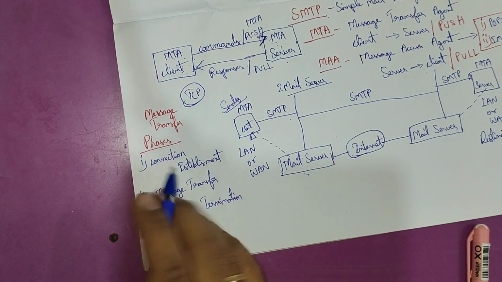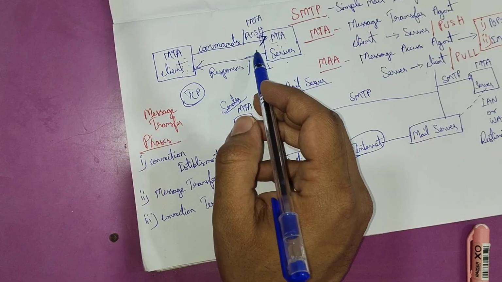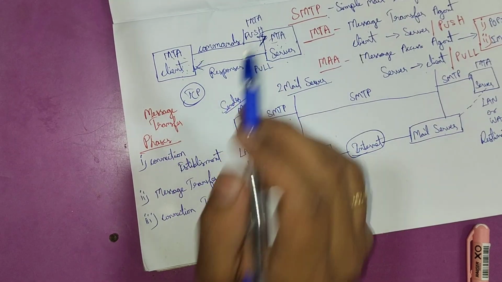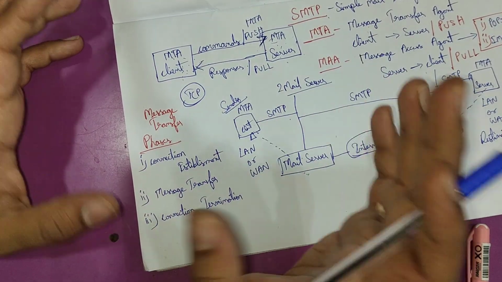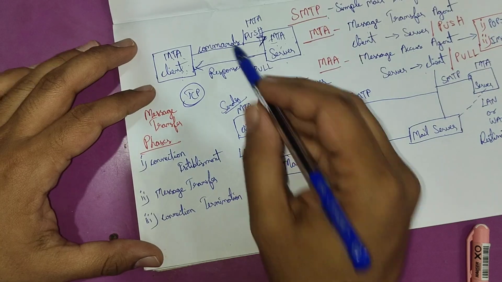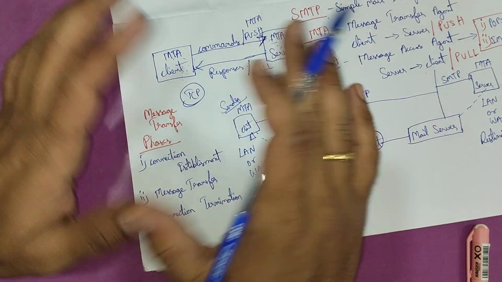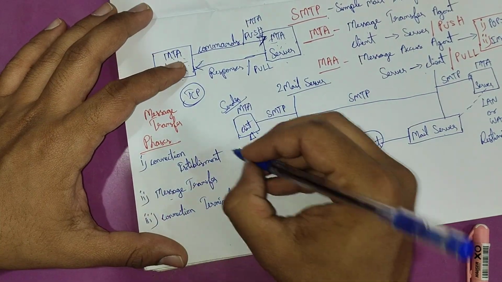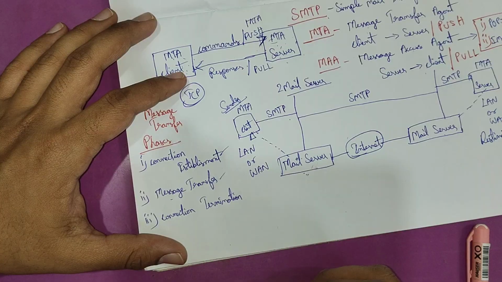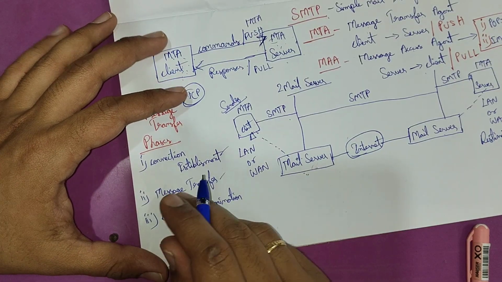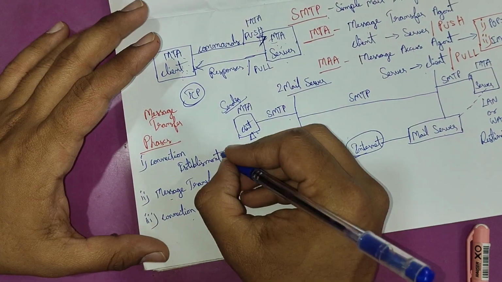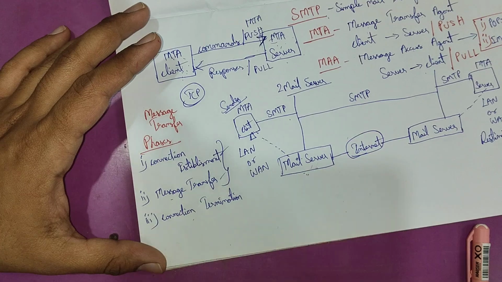First phase, what we are going to do: a client is going to make a request, he is going to talk to the server and he is going to establish the connection. He is going to create a channel. After the channel was created, everything was done, he is going to transfer the data. Finally, he is going to terminate the connection. So please observe these 2 points.